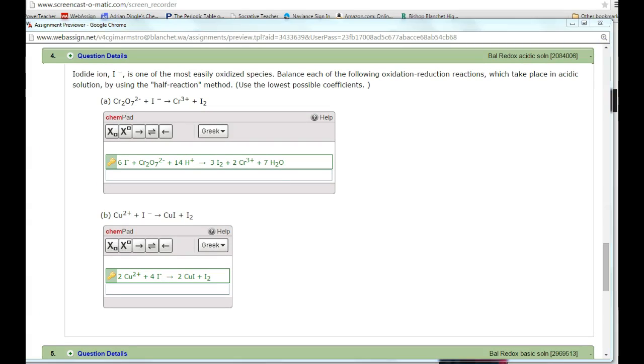And we have to break them up into halves. We find like terms to break it up into. So I'm going to break it up into that part first. So I'll go Cr2O7 2 minus arrow Cr3 plus. 2 Crs, 1 Cr, so I'm going to put a 2 there.